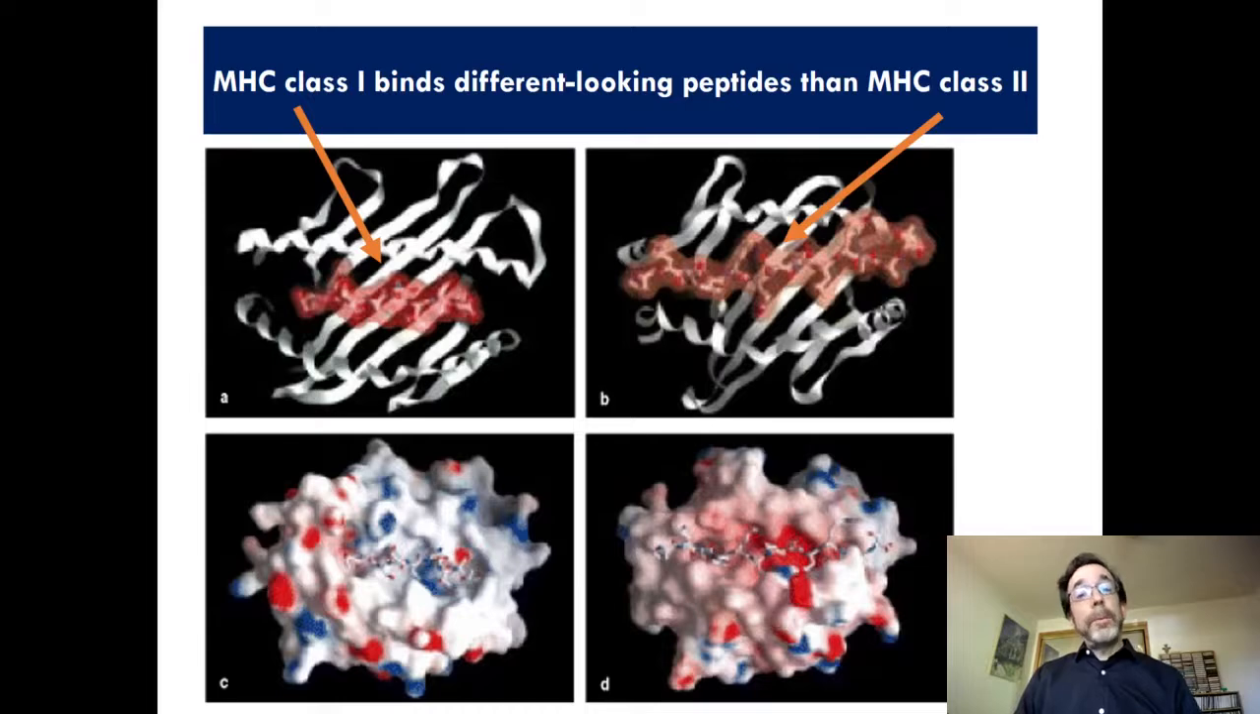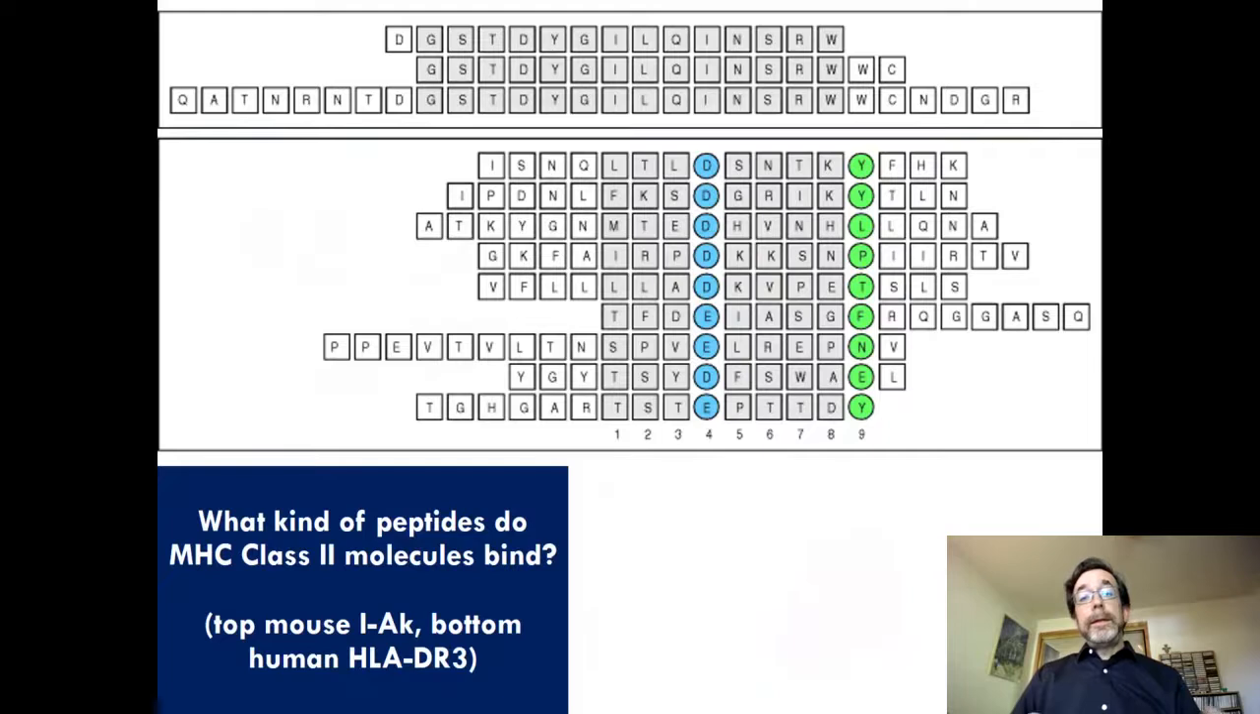MHC Class II is open at both ends. The peptides, therefore, are longer. And you can see this if you take a bunch of different MHC Class II molecules. You can see that they bind these peptides, and the peptides can be varying lengths now because they can dangle out the end. The top, by the way, is the peptides that bind a mouse Class II. The bottom are the peptides that bind a human Class II.